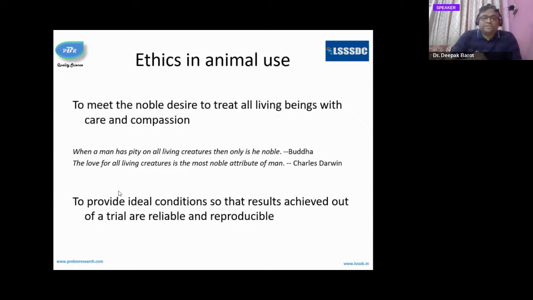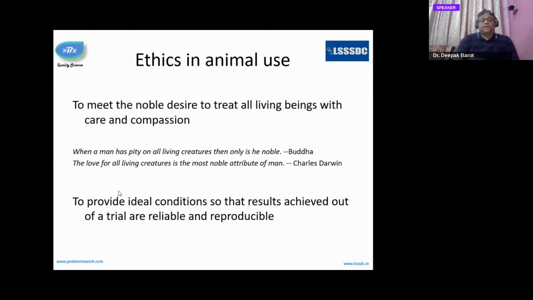But you can always stop using animals indiscriminately, right? Wherever possible, please try to reduce the number of animals. First, avoid using animals. If by generating in vitro data, after doing an in vitro assay, you can really take some decisions about your molecule, please avoid using animals. Don't just go blindly testing every molecule which a chemist synthesizes in a live system. At least that you can do. So that is ethics, right?